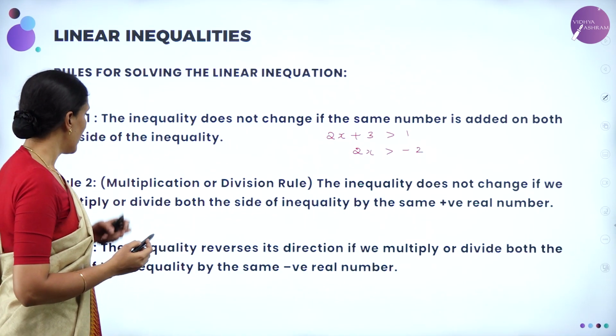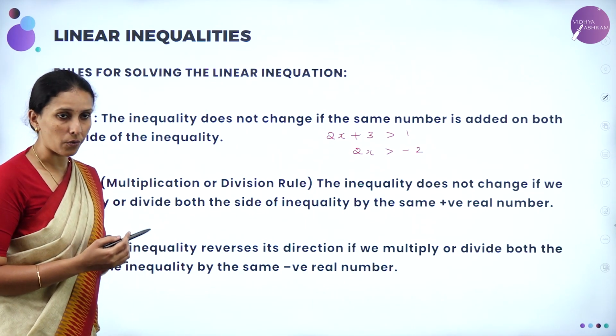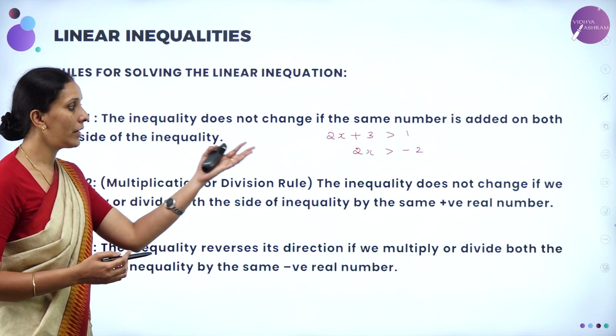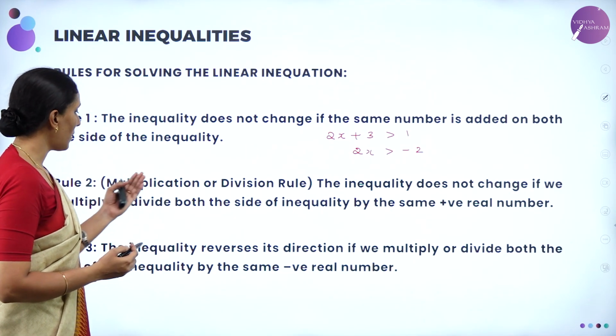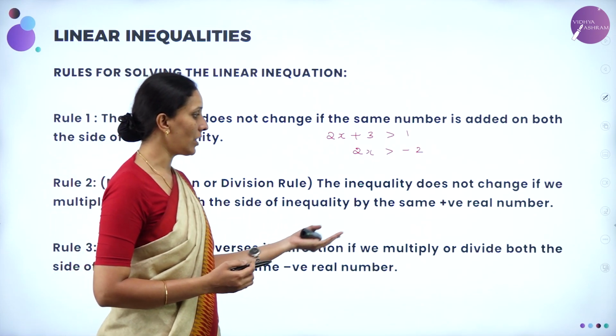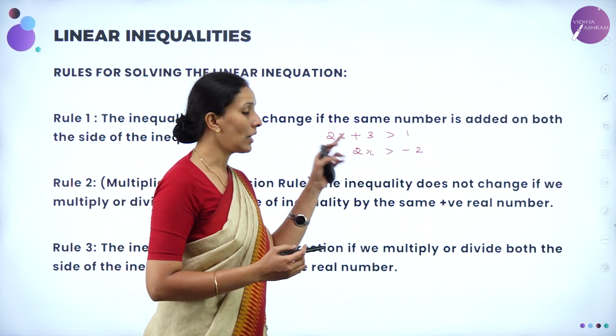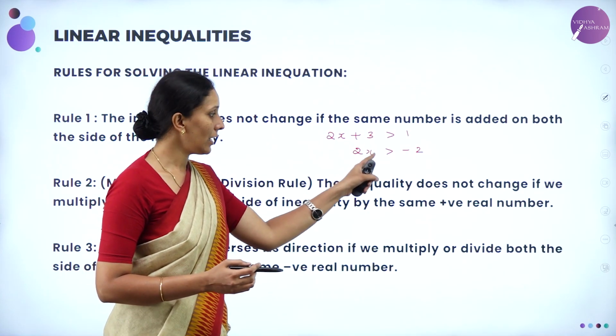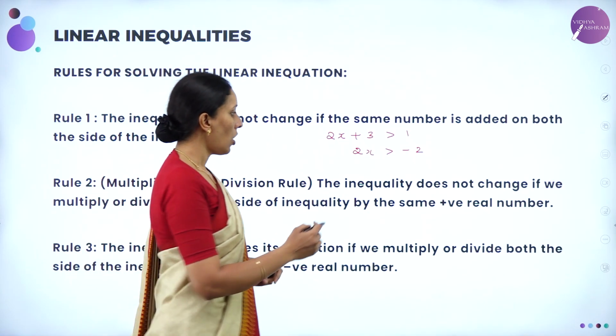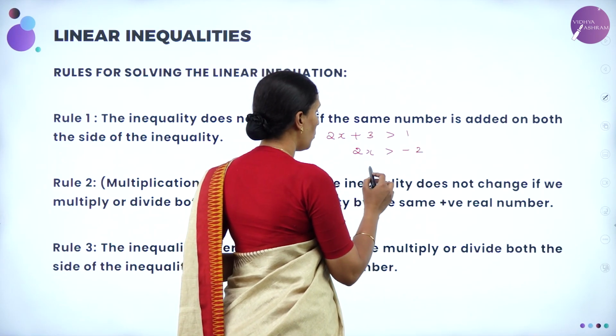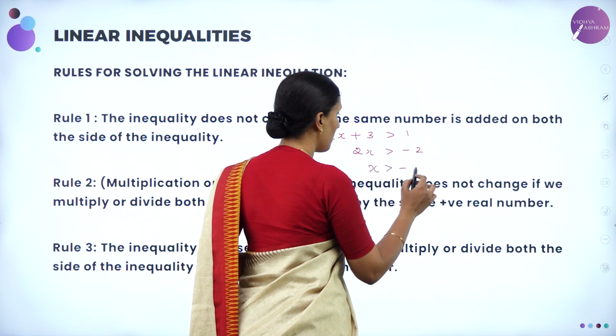Next is the multiplication or division rule. What does it say? The inequality does not change if we multiply or divide both sides of the inequality by the same positive real number. So we need to divide to get the solution for x, such that the inequality does not change. Now, if we divide both sides by 2, we will get x greater than minus 1.